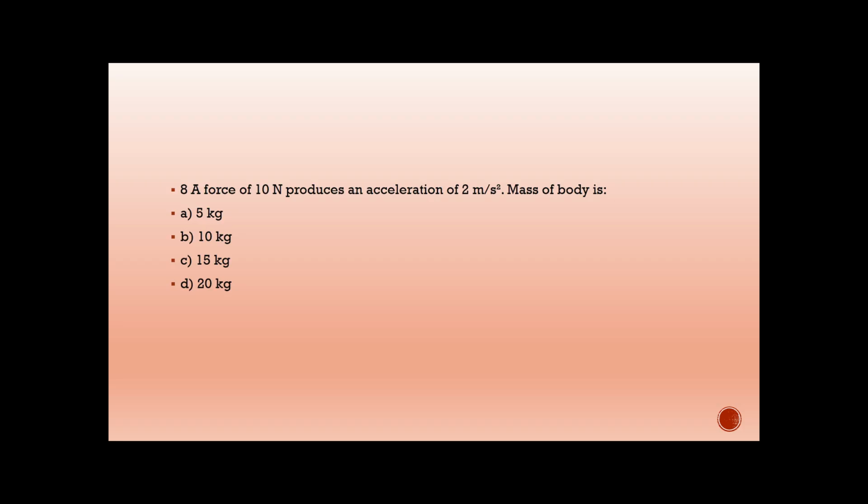A force of 10 Newton produces an acceleration of 2 meters per second squared. Mass is 5 kg, 10 kg, 15 kg, or 20 kg? So the answer is 5 kg. From F is equal to ma, m is equal to 10 divided by 2. So the answer is equal to 5 kg.